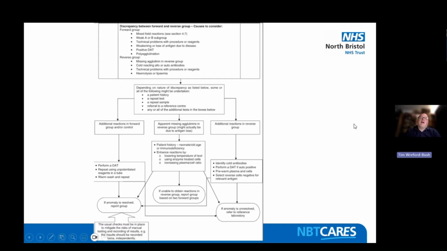Now, I put this from the guidelines. I'm not going to go through it. I just want you to be aware of it. It's a nice flowchart that talks you through the anomalies, the things you might find, and what to do to resolve it. So jump on the guidelines, have a look at that.